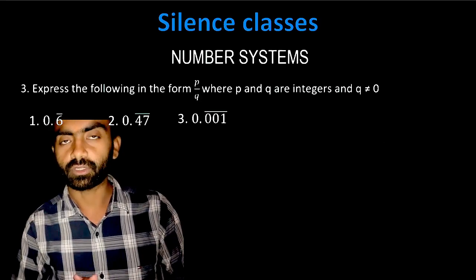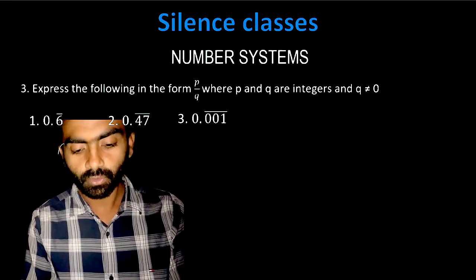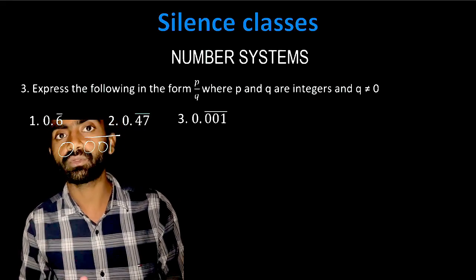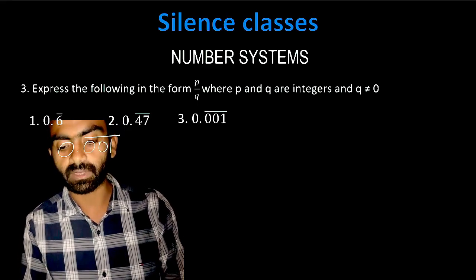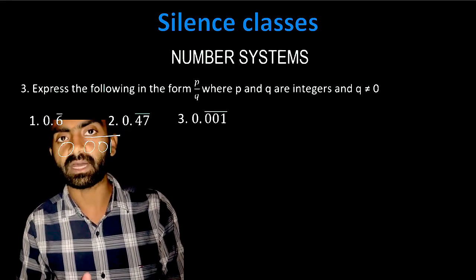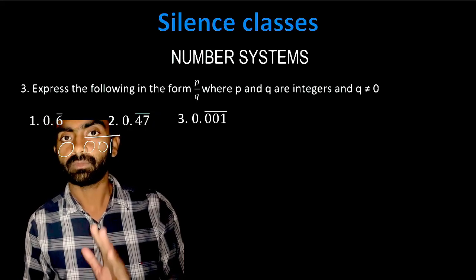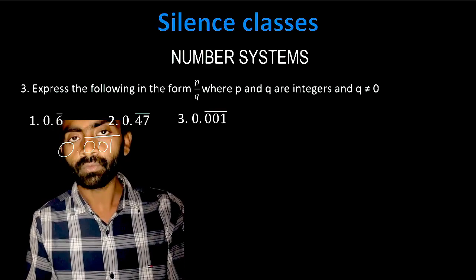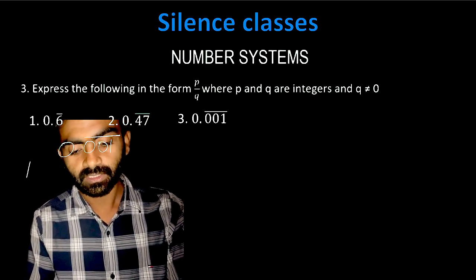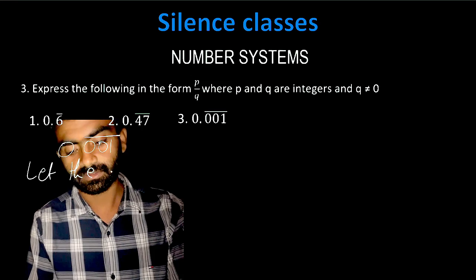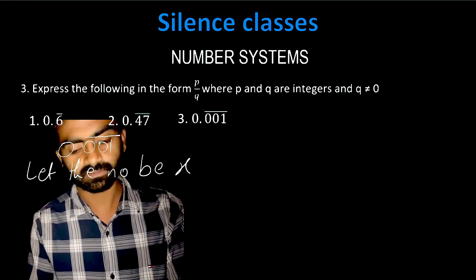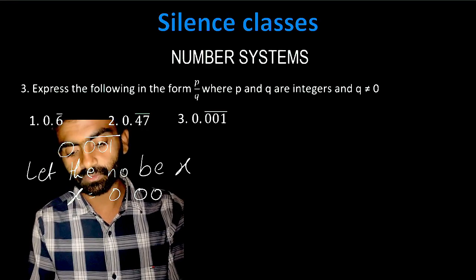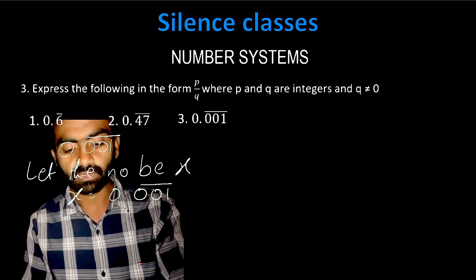Now let's move to the third part of this question. 0.001, where the bar is over three numbers. You have to be very careful while counting over how many numbers the bar is there. You have to be very accurate in that. So first of all, let the number be x. So x is equal to 0.001 with the bar. We can write it down like this.